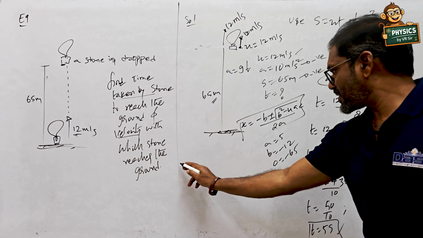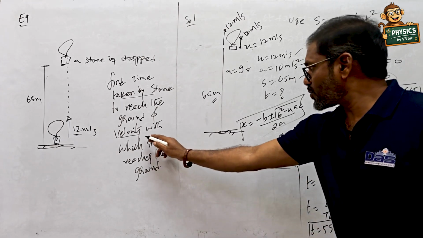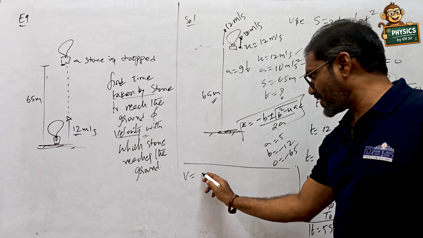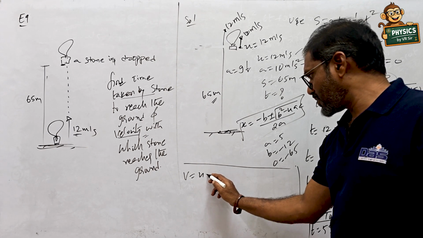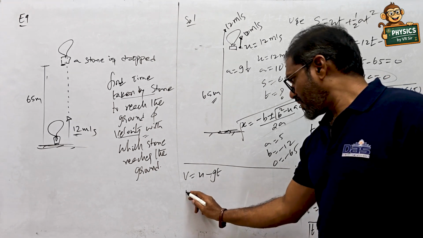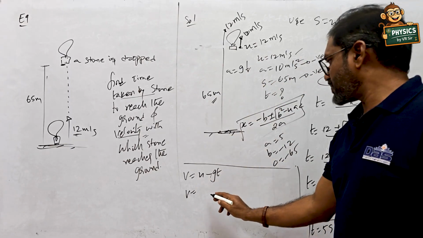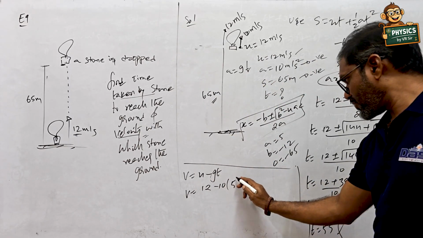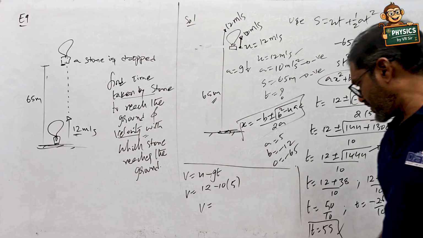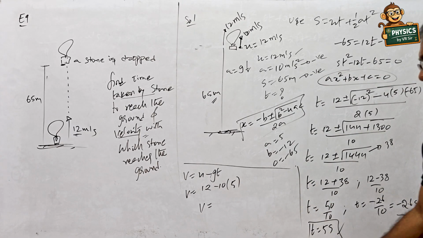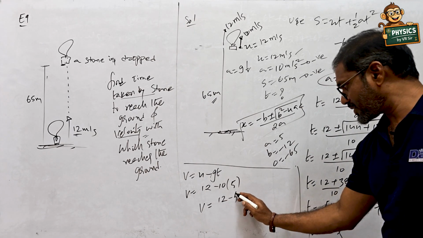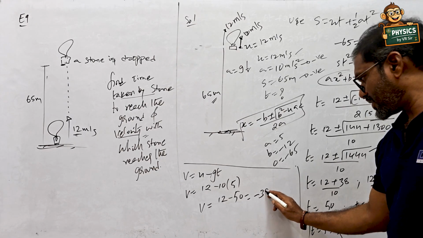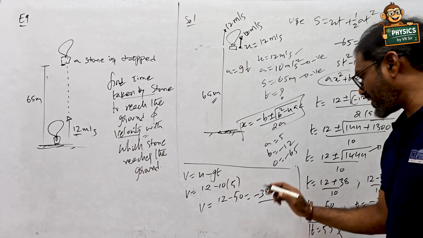And what is the second one? The second one is the velocity with which it reaches the ground. How can we calculate it? Use v equals u minus gt. So v equals 12 minus 10 times t, and t is 5 because the total time taken to reach the ground is 5 seconds. So 12 minus 50, which is minus 38 meters per second.